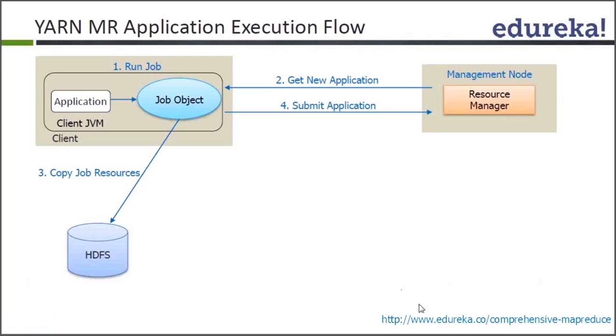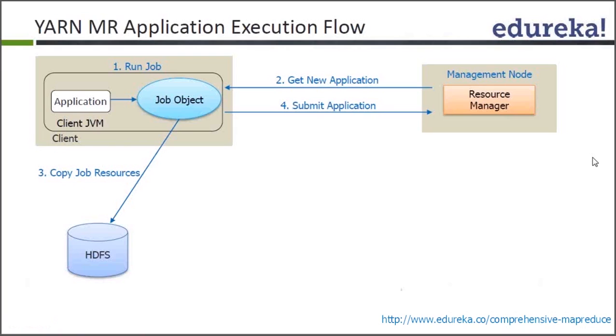Remember, we said moving the code to the data. The code has to go to the data, right? So it will copy the job resources to HDFS in step number 3, and then it will submit the code to the resource manager. So these are the first 4 steps. There are totally 12 steps. So guys, I hope you are clear on the first 4 steps.